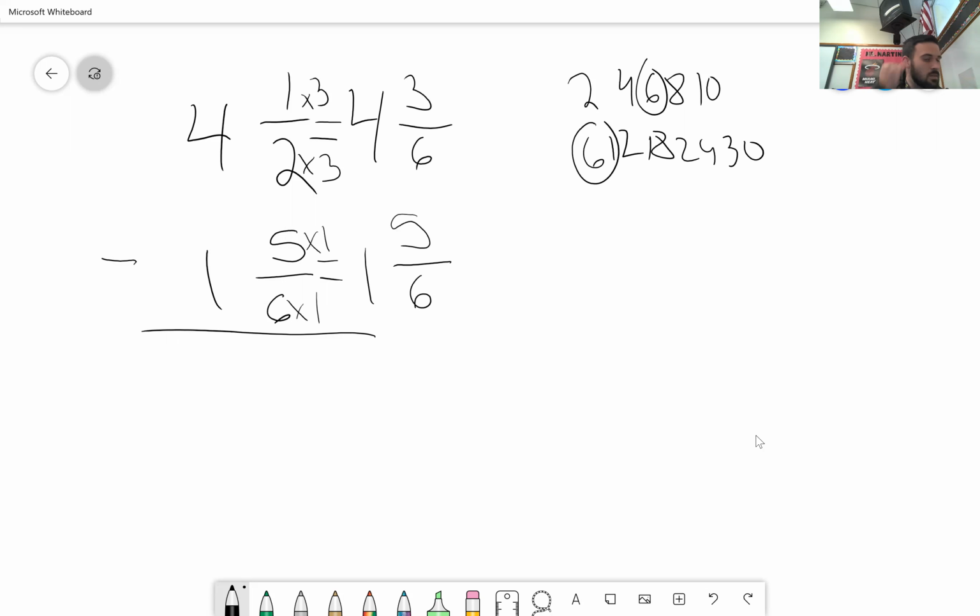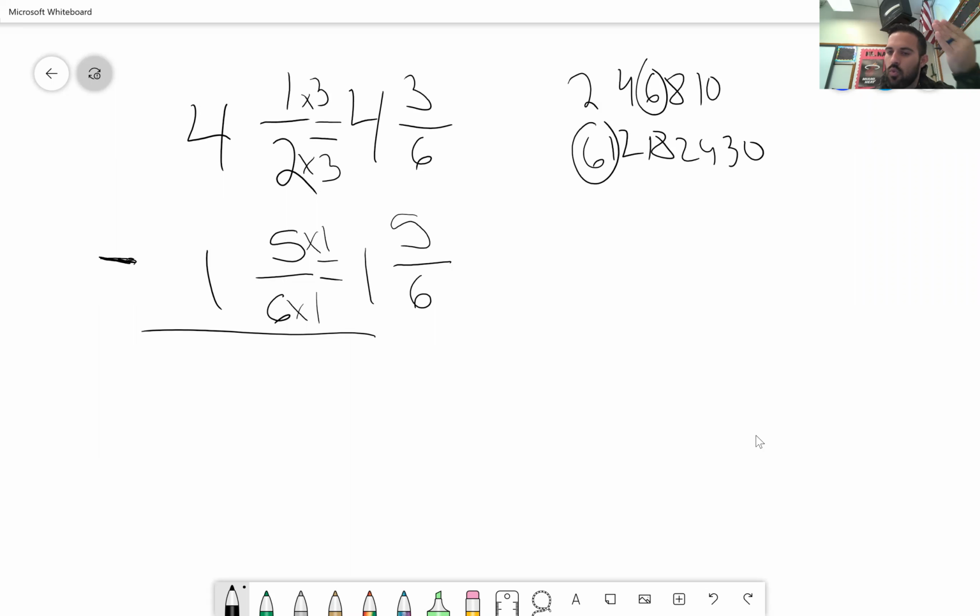So now we just subtract. But now, do we see a little bit of an issue here? 4 3/6 minus 1 5/6. Hopefully you're paying attention. You see that 3, and minus 5/6. You can't take away 5 from 3. It's impossible. If I have 3, you can't take away 5. So what happens?